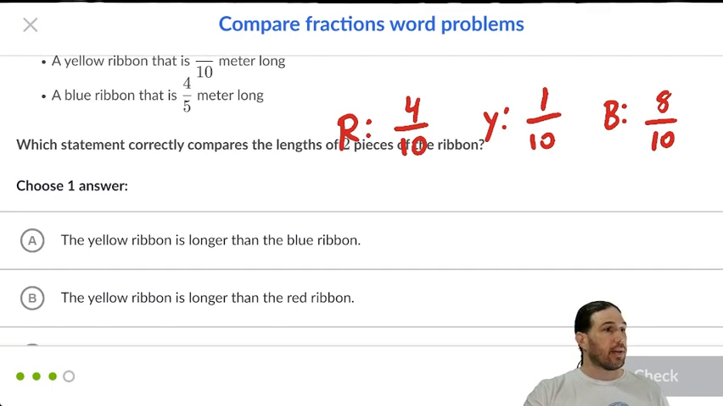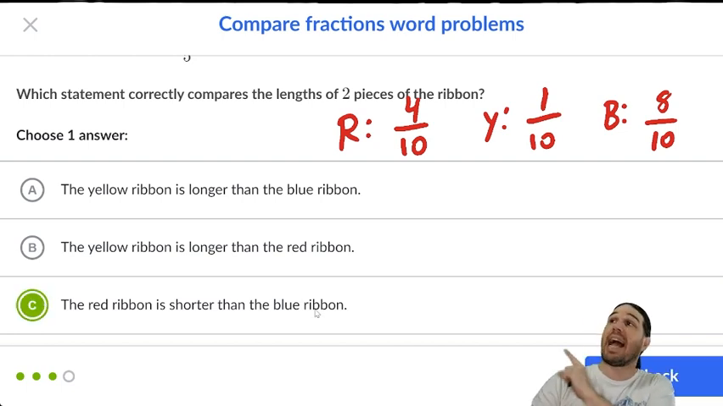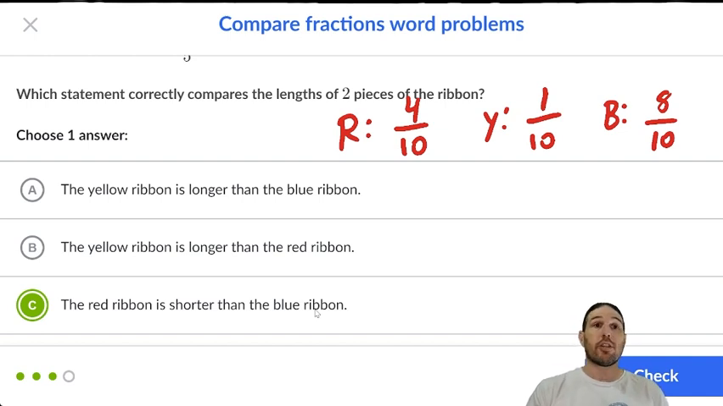Is the yellow ribbon longer than the blue ribbon? No. Is the yellow ribbon longer than the red ribbon? No. Is the red ribbon shorter than the blue ribbon? Yes, in fact, it is exactly half the size of the blue ribbon. If they are each cut into tenths of meters, this red one has 4/10. This blue one has 8/10. It has twice as many tenths and therefore is twice as long.